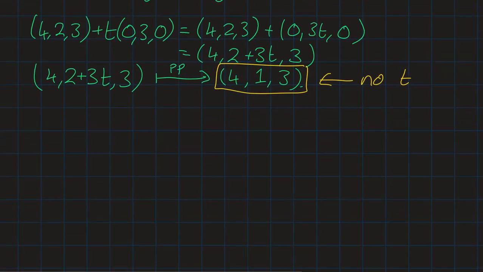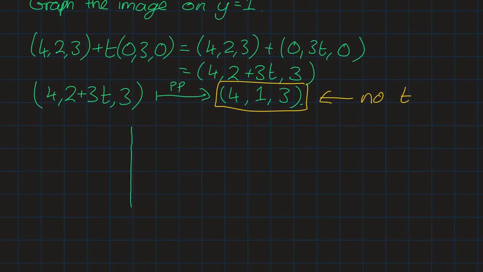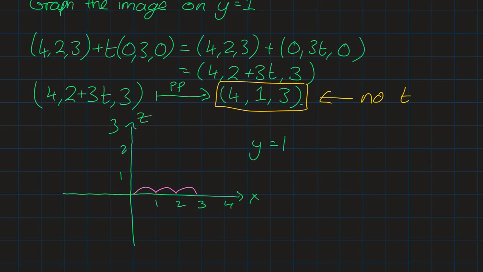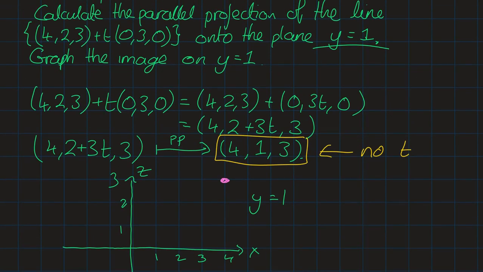Now there's no t. And that corresponds to the fact that if I try and plot this on the y equals 1 plane, so that means this is x, this is z, then I'm just going to get 4, 3. That's it. So this whole line just squishes down to this 1 point right here. So this is the image of the line under the parallel projection. It gets squished down to 1 point. That's the end of this example, and that's the end of this video.